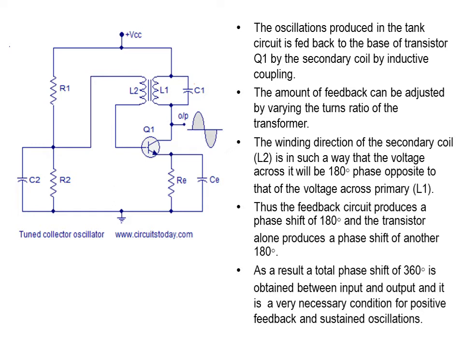So when you want to identify how we are going to do that, you will have to first of all identify where we have the output. Output is taken between collector and earth. Earth is connected to the emitter. So basically the output is taken between collector and emitter of the transistor. Okay, so output is taken between collector and emitter, no doubt about that.